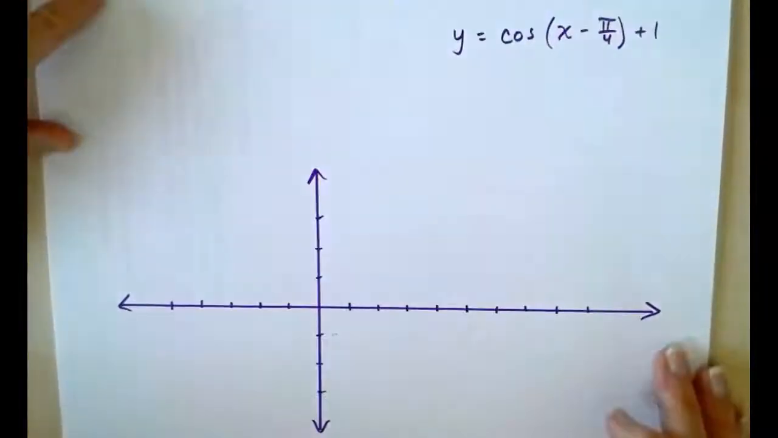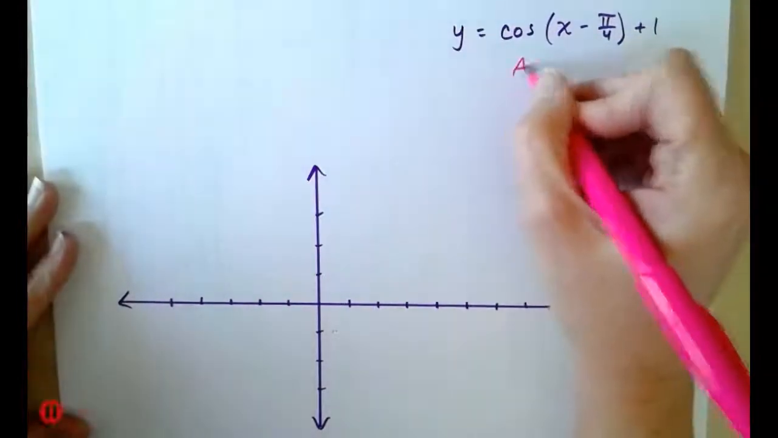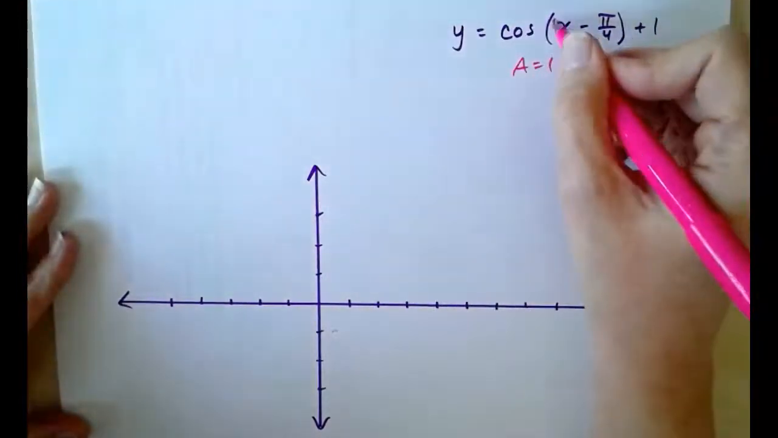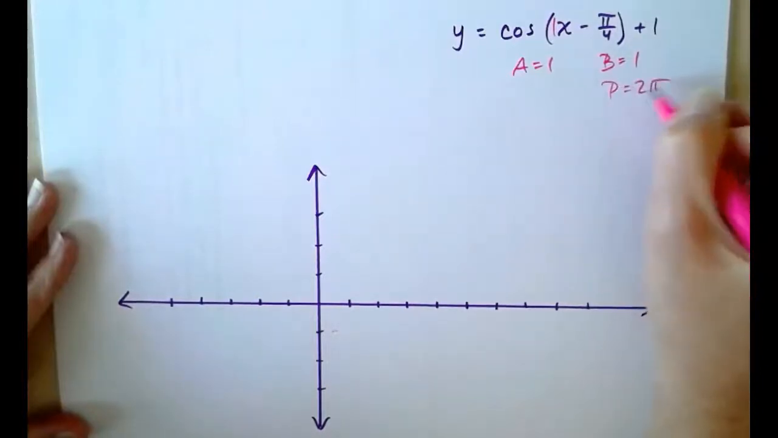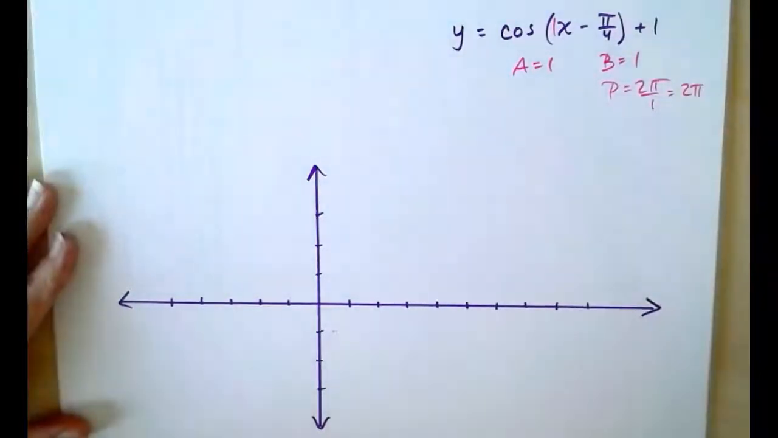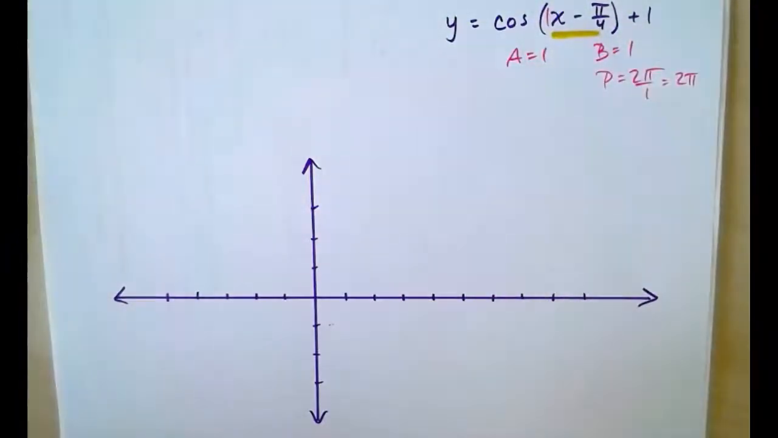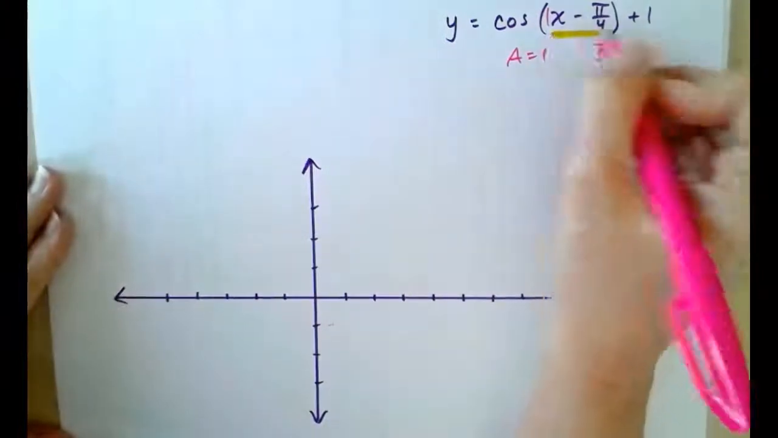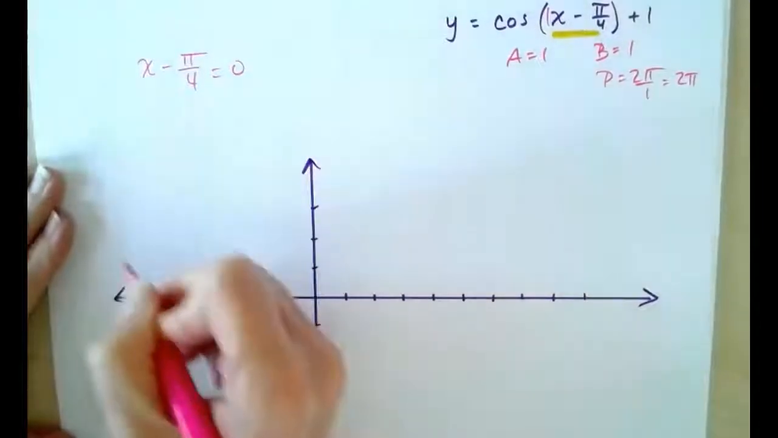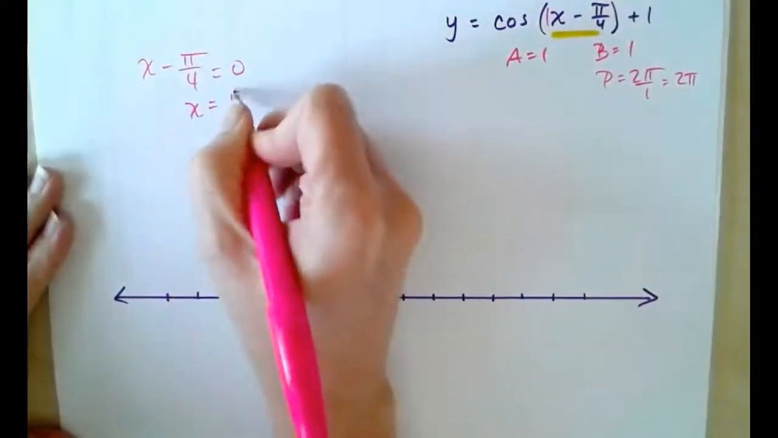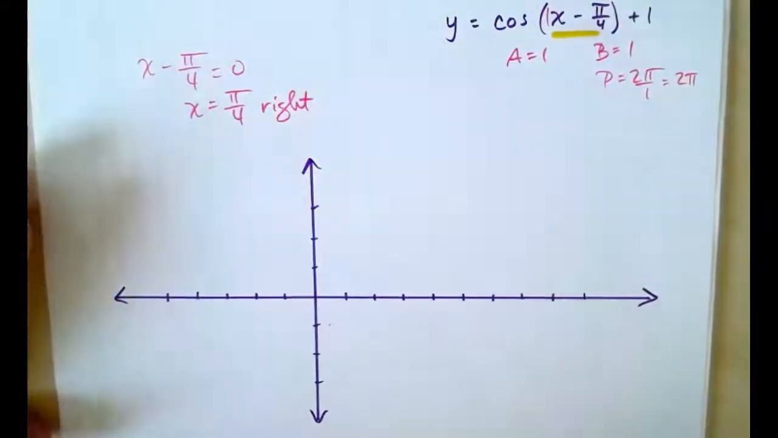Our last function here is a cosine function, and in this one, a is equal to 1 and b is equal to 1. If b is equal to 1, that means my period is 2 pi over 1, which is 2 pi. But we do have a c value here. We do have a phase shift. So take that entire quantity, x minus pi over 4, set it equal to 0, x equals pi over 4. So we're moving pi over 4 units to the right.